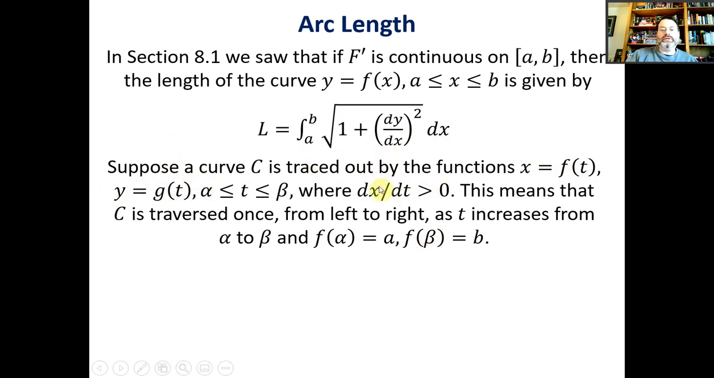And what we're going to do is require that dx/dt is positive. The reason for that is we need to set this up as an integral that looks like something from chapter 8. So it has to either travel from left to right or right to left. So we're basically forcing it to go left to right by making the derivative of x with respect to t positive. So as time increases, the function moves to the right. And that means this thing can't double back on itself.